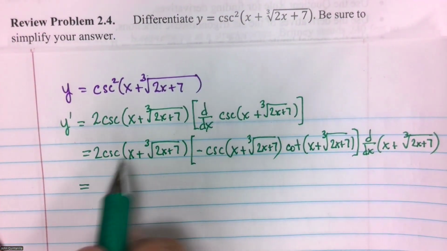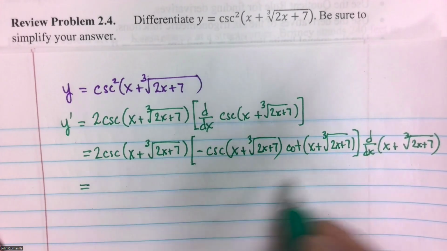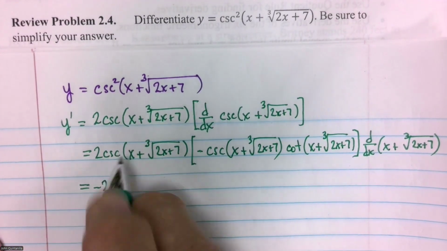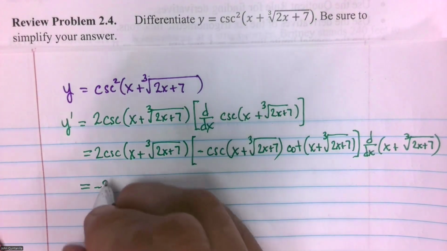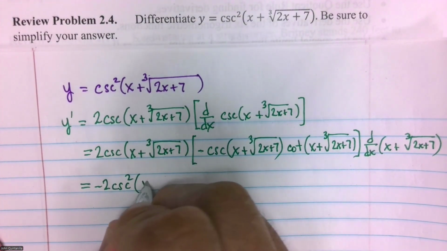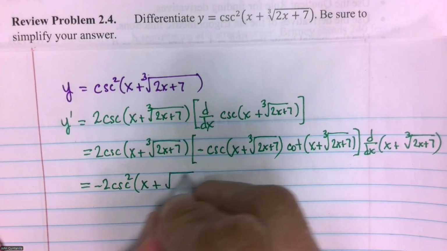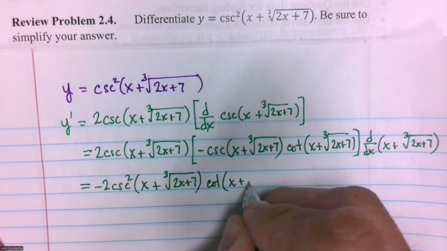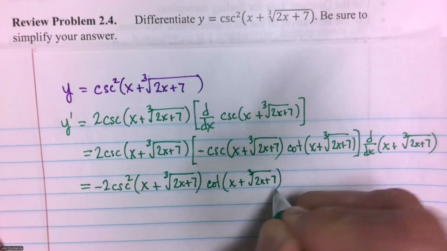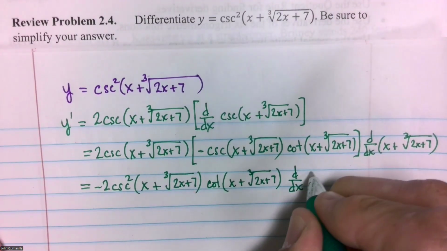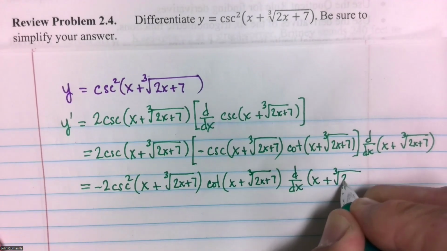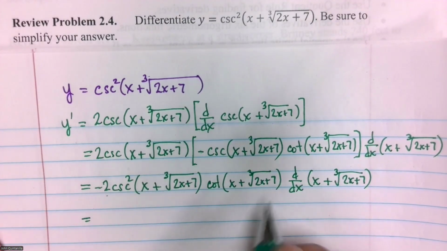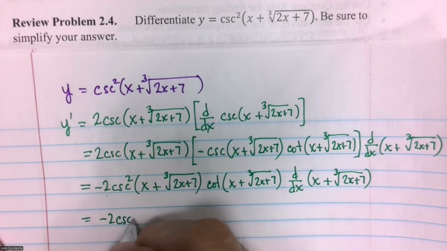Okay, so now on the next step, I'll start simplifying here. So before I take this derivative, let me simplify it in front. The minus I can bring in front. I've got cosecant of something times cosecant of the same something. So that's cosecant squared of x plus the cube root of 2x plus 7. Then cotangent of x plus the cube root of 2x plus 7. And for the moment, let me just carry down this derivative of x plus the cube root of 2x plus 7. Okay, now all of this in front of the derivative, I do not touch, so that just copies onto the next line.